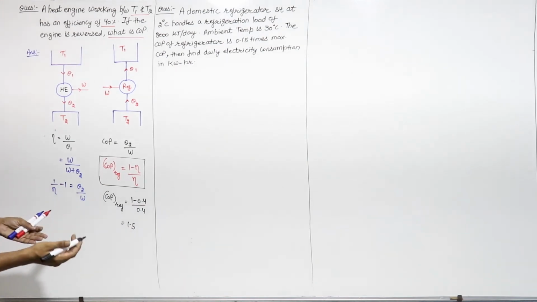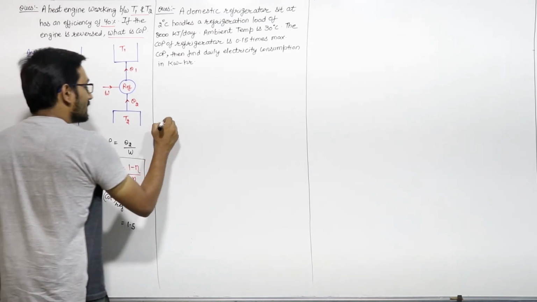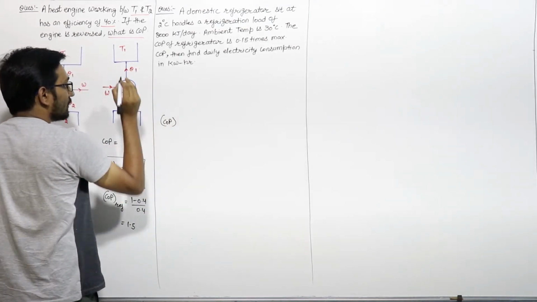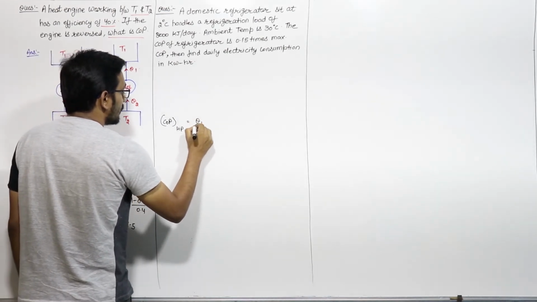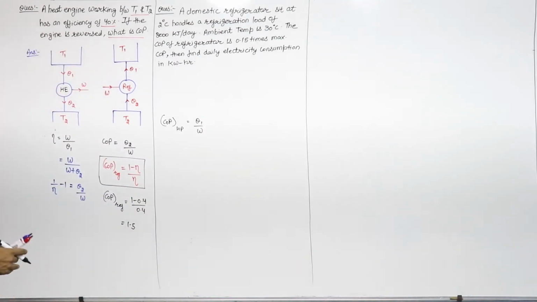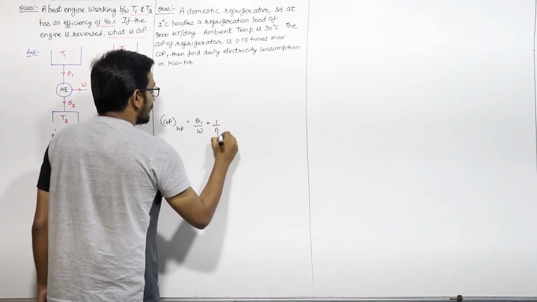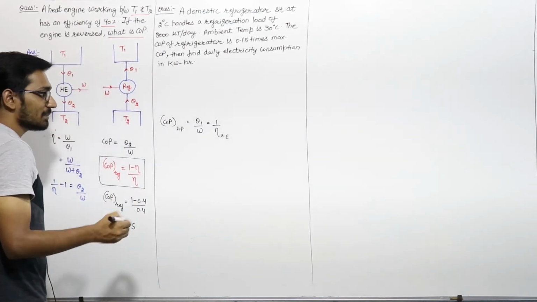And if, in another question, they ask what is the COP of a heat pump, the desired effect of the heat pump is Q1. So the COP of the heat pump will be equal to Q1 by W, and W by Q1 is the efficiency. So Q1 by W is equal to 1 upon the efficiency of this heat engine, which is working between the same temperature limits.